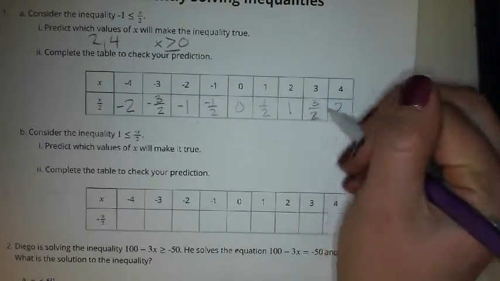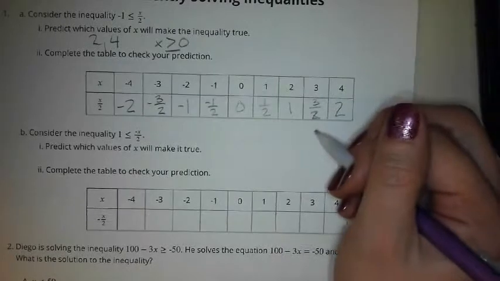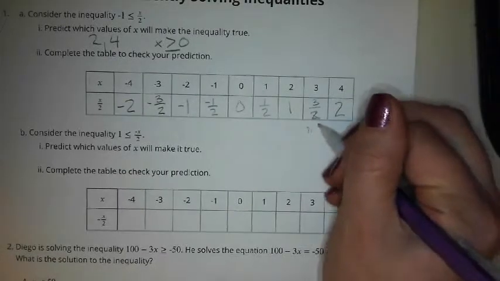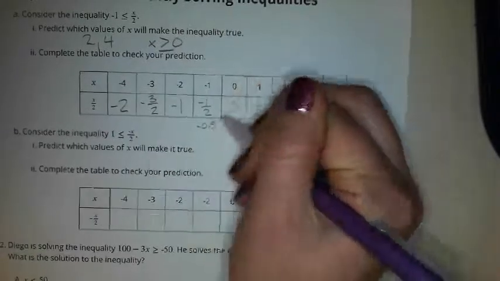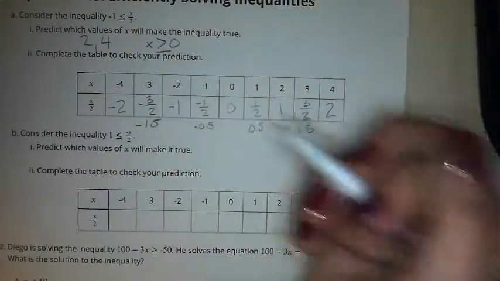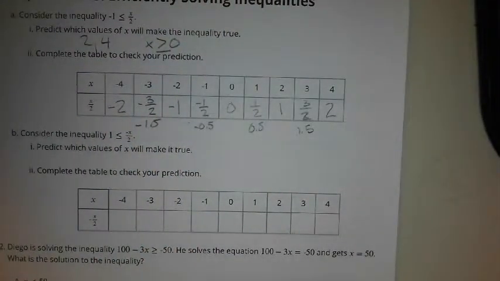Now I could change my fractions to decimals if I wanted to. Like this would be 1.5, this would be 0.5, this would be -0.5, this would be -1.5. So fractions or decimal form, completely fine there.